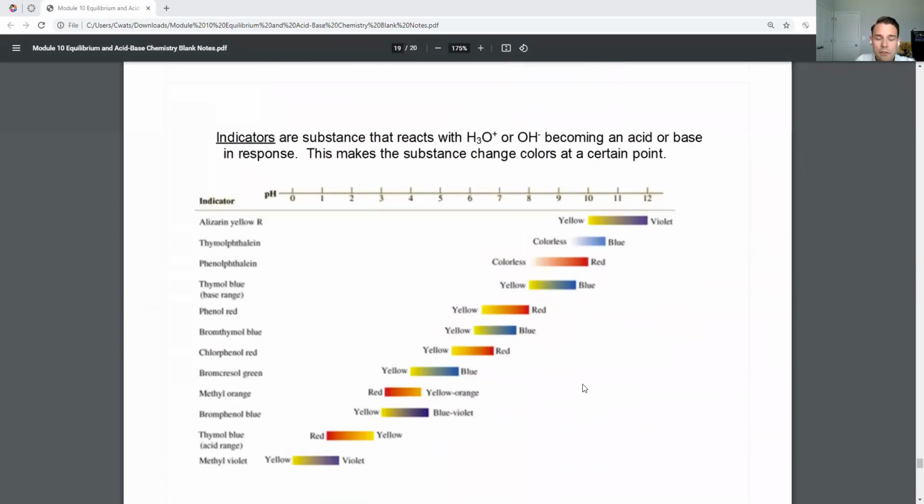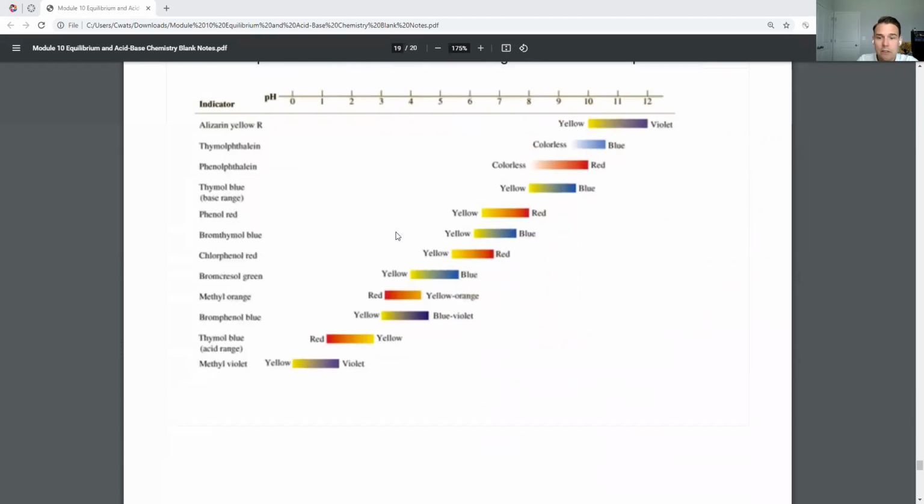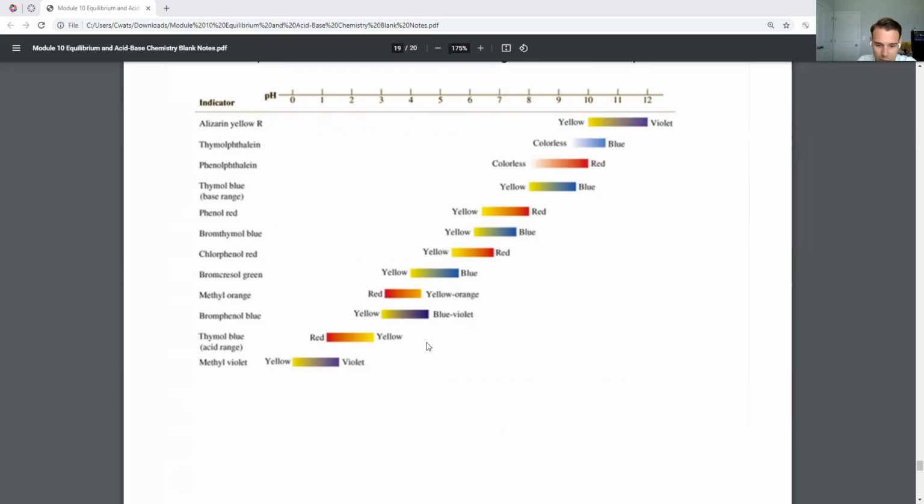Okay, so indicators are substances that react with the hydronium or hydroxide ions that become an acid or base in response. This makes the substance change colors at certain points. So like I said, phenolphthalein is the one that we use, going from colorless to a red.